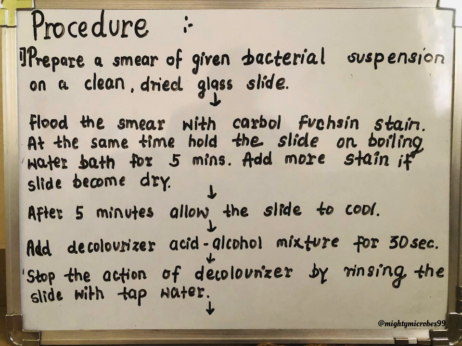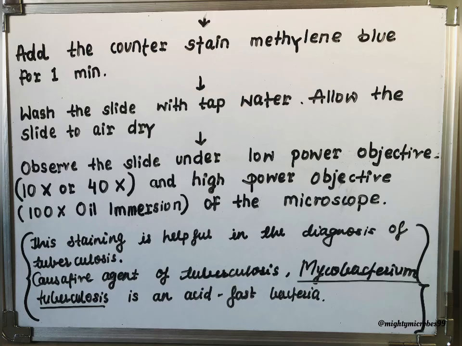Then add acid alcohol decolorizer on it, and after that add the counterstain, that is methylene blue, for 1 minute. Then wash the slide with tap water, allow the slide to dry and observe the slide under low power objective lens or high power objective lens. You can use 10x or 40x, or you can use the 100x oil immersion lens.